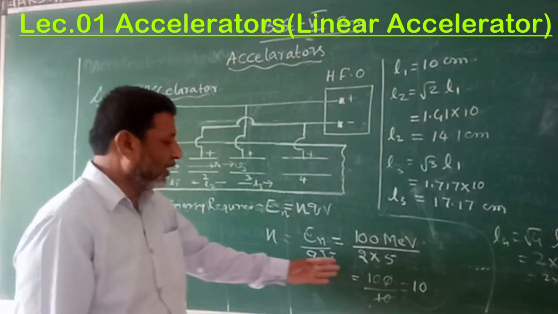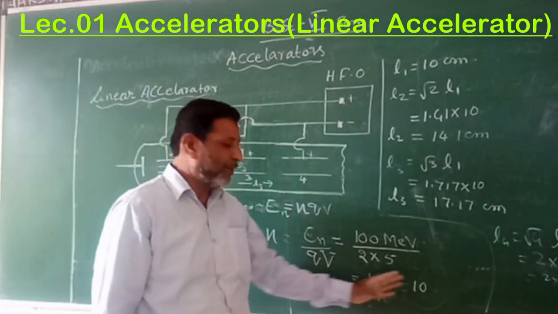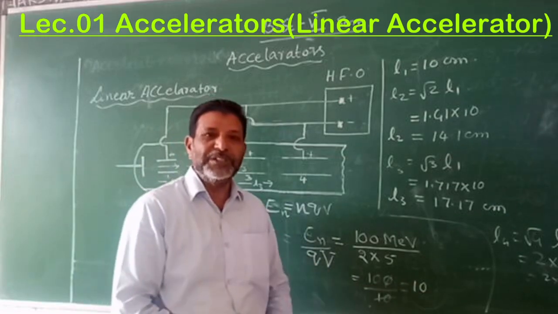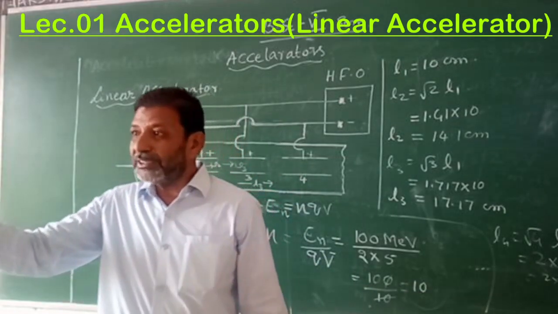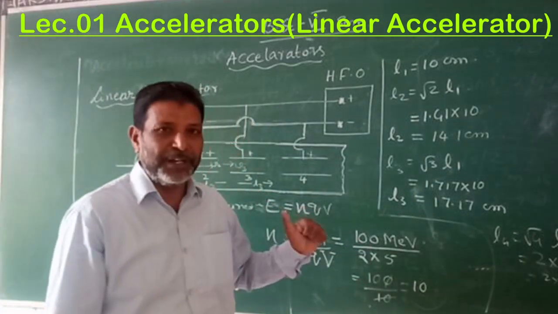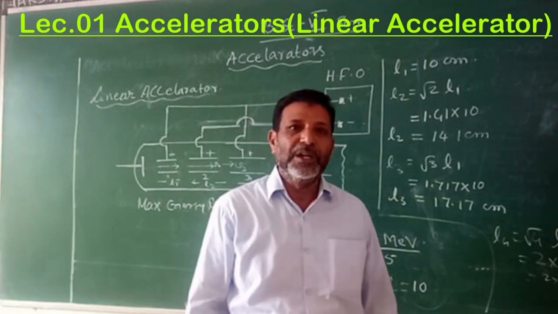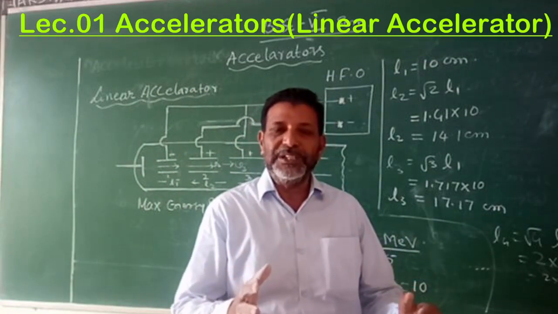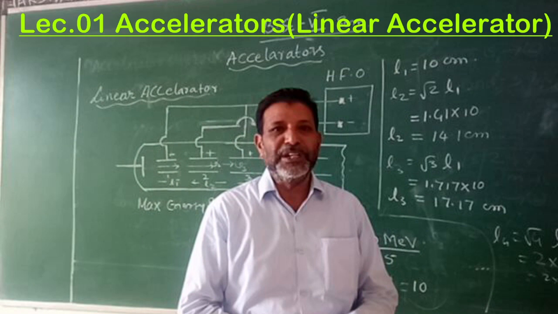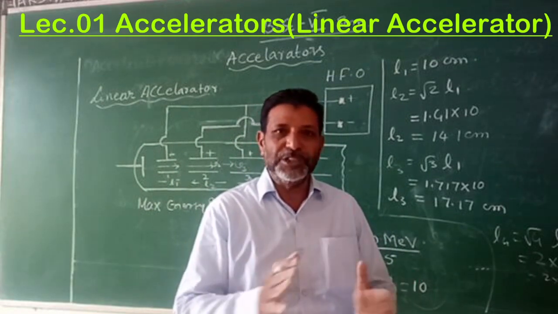Then if the charge is equal to this much, you apply the voltage of 5 volts. Then after the charged particle passes through 10 tubes, it gains energy equal to 100 million electron volts. Now see, this is the way you can calculate it. I think all of you might have understood. This is the linear accelerator. I hope all of you have understood this.